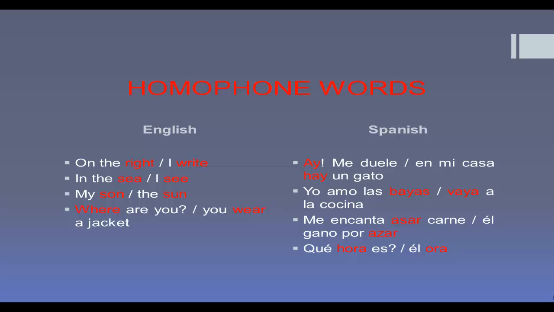En mi casa hay un gato. Yo amo las bayas. Vaya a la cocina. Me encanta asar carne. Él ganó por azar. ¿Qué hora es? Él ora.